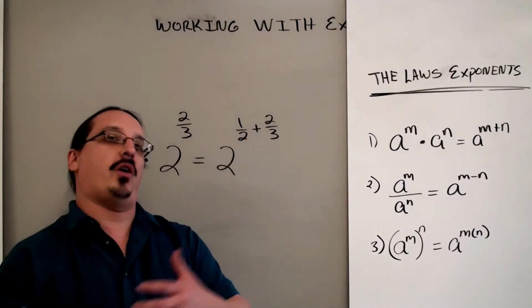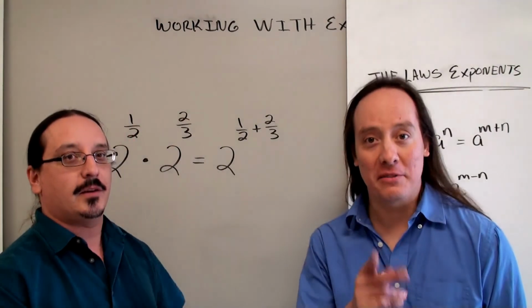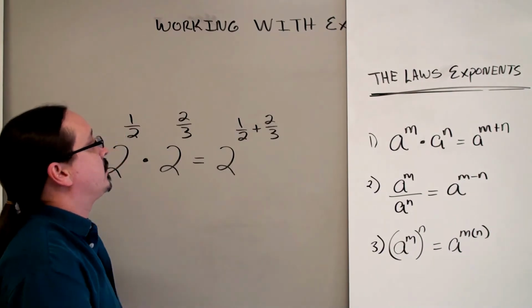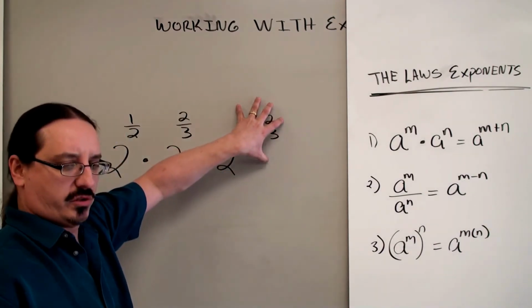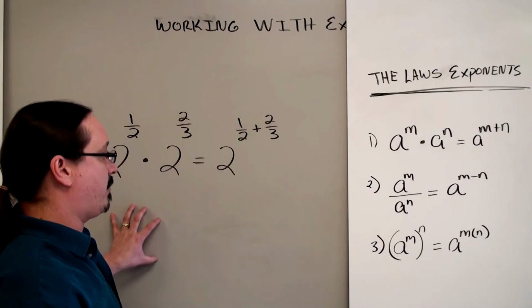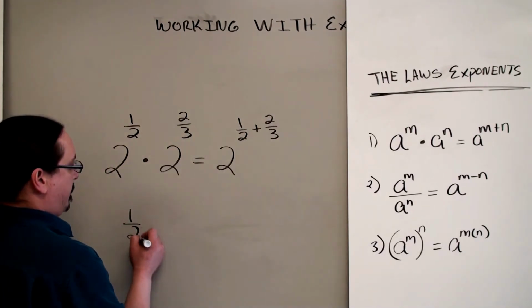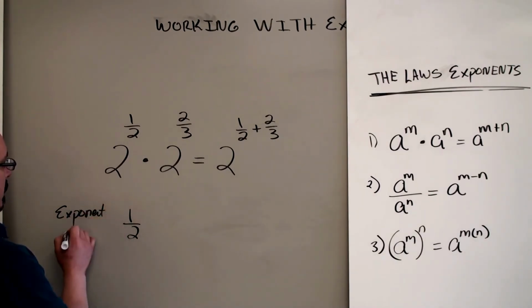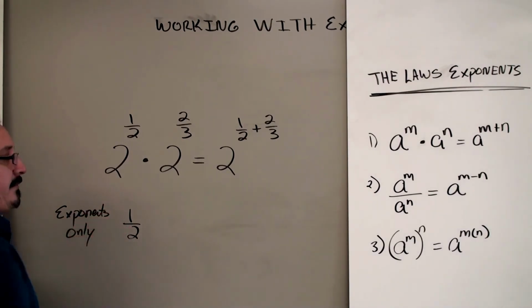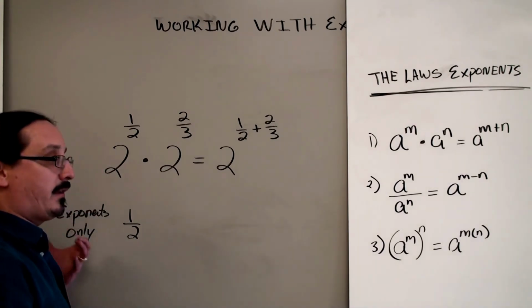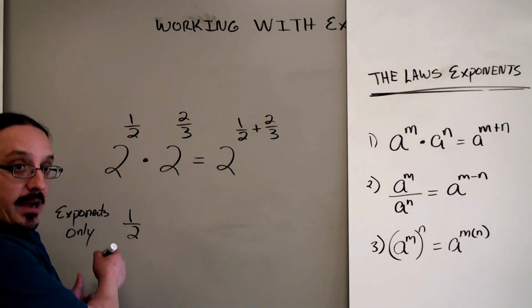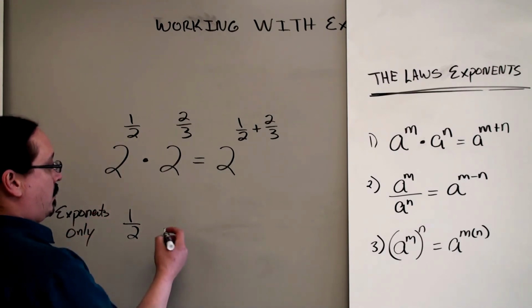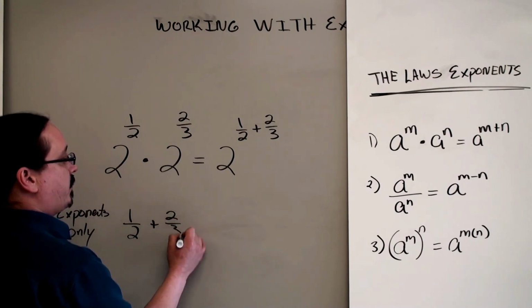And now this goes all the way back to earlier lessons. And there's videos on fractions, right? Where we have to deal with fractions. So just remember we need a common denominator. Let's just look at the exponents. We'll write them right here. So we have 1/2, and we'll just put exponents only. I like to label everything, so just in case this is in my own notes, I can go back and say, what am I working with here? So this is plus 2/3.